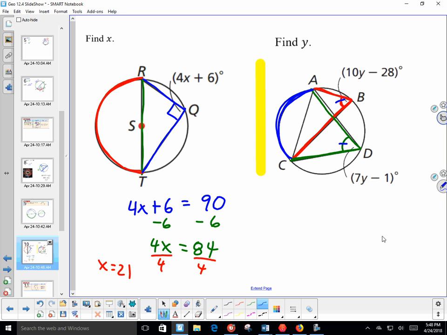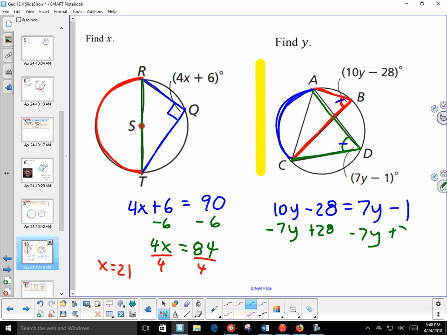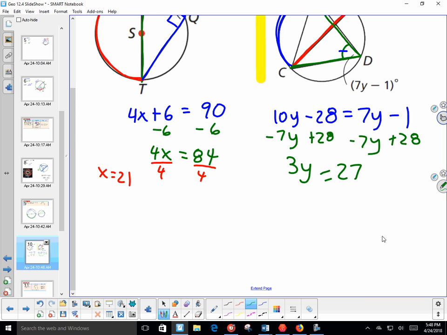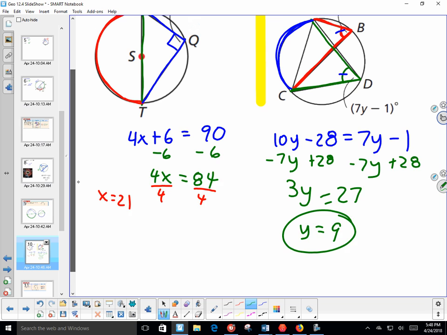Well, if they have to be congruent, then we can set 10y minus 28 equal to 7y minus 1 and solve for y. Because those angles have to be congruent. Those inscribed angles subtend the same arc. So I'm going to subtract 7y from both sides, and I'm going to add 28 to both sides. So I'm getting 3y equals 27. And then if I divide by 3, I get y equals 9 is my answer. All right.